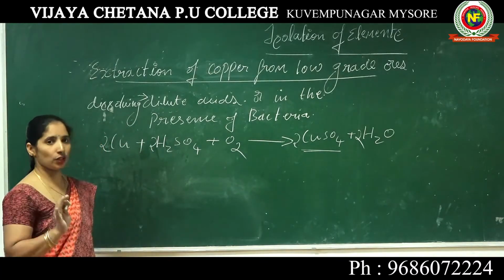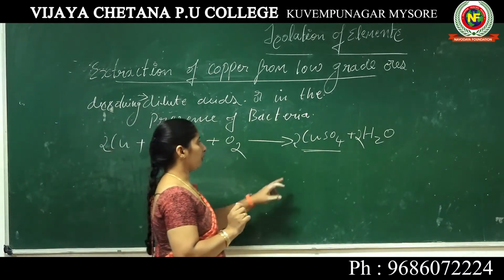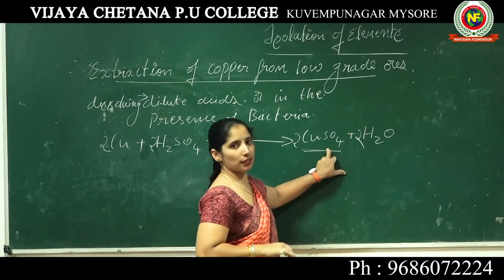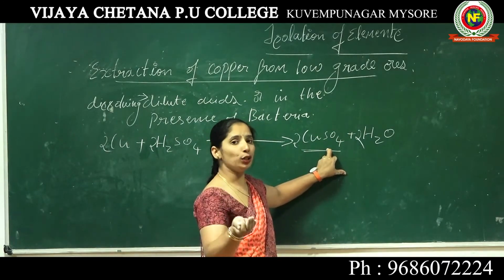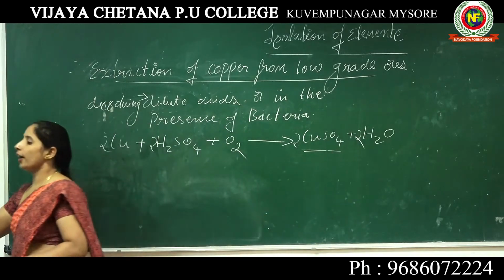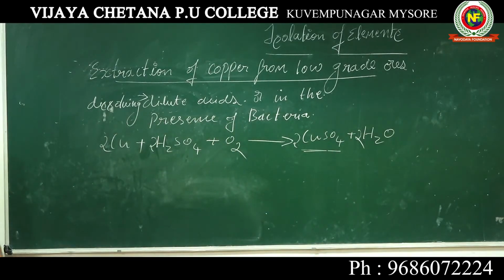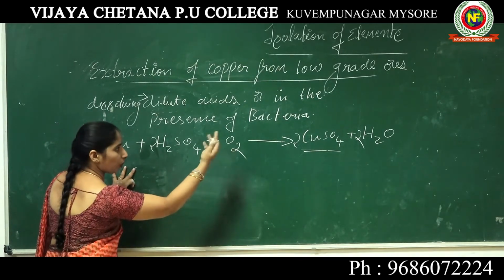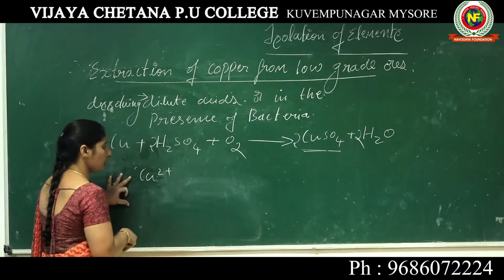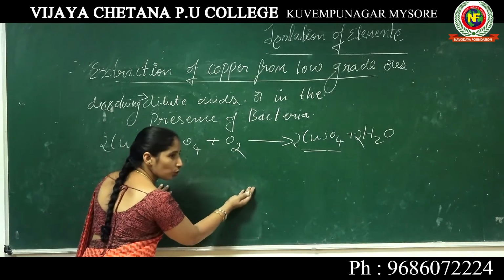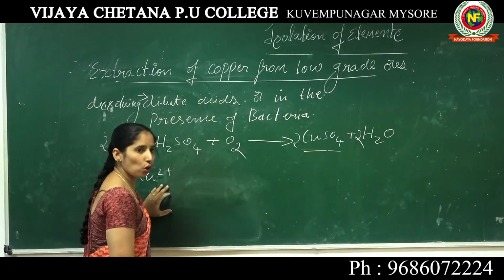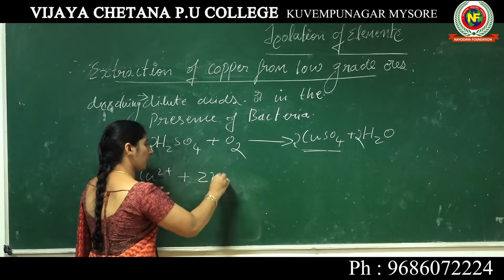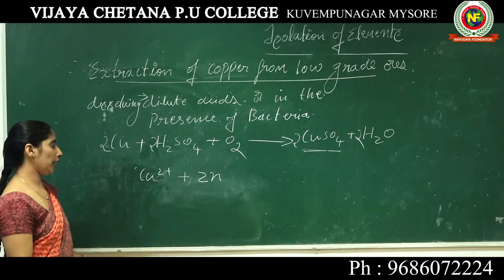So now the cupric ion is present in the solution, this Cu2+. The cupric ion present in the solution gets reduced. This cupric ion, Cu2+, will get reduced into copper by adding a reducing agent, that is zinc.